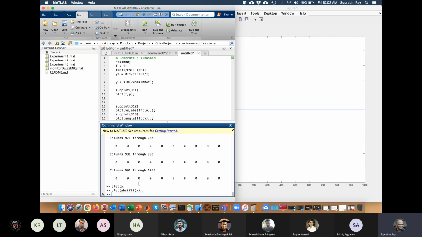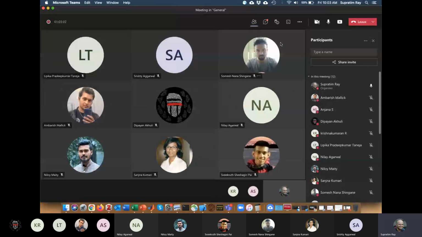These little things playing around with MATLAB will go a long way for you to understand how the Fourier transform works. Okay, it's a really useful exercise. We will continue with that in the next class. Sorry, I've run over time now, so I will stop now.